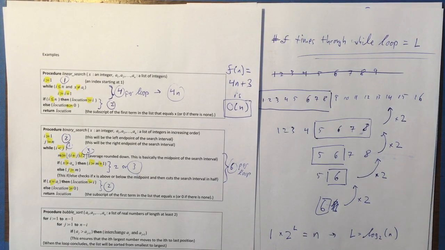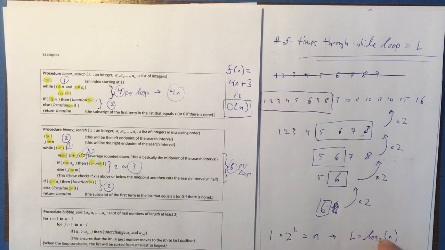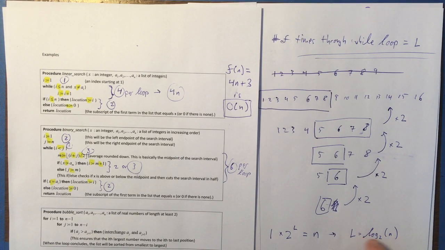All right. So when we're cutting in half and cutting in half until we get a list of length 1, it's log base 2 of the input. If you take this and approximate it as an integer, that's going to be the number of times that we'll run through the while loop.